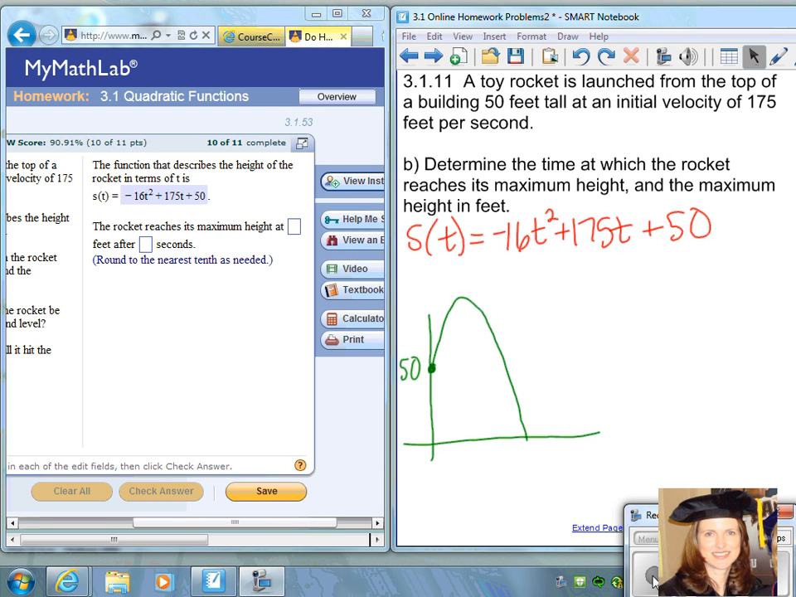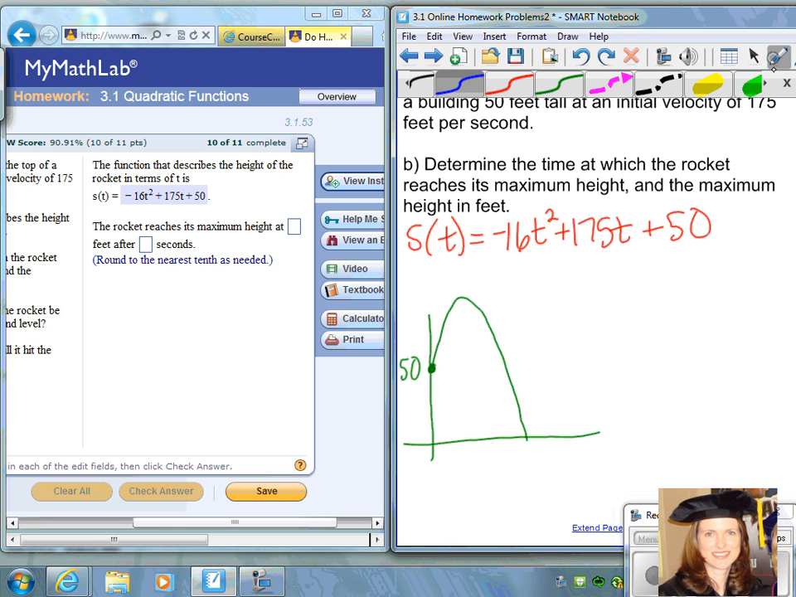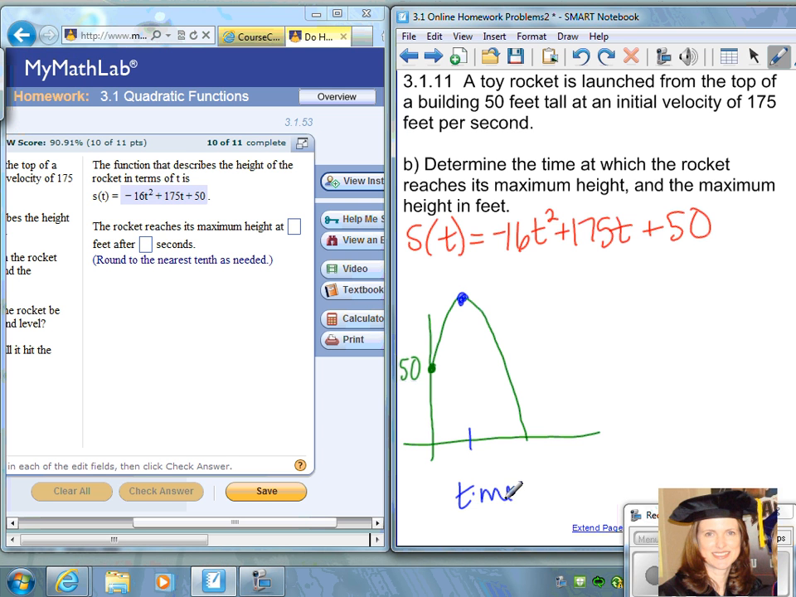Okay, so to determine where that maximum height is, you want to find the vertex of the parabola that's represented by this height function. If we could figure out this point right here, that's going to give us the time where it's at its highest point, as well as the maximum height.